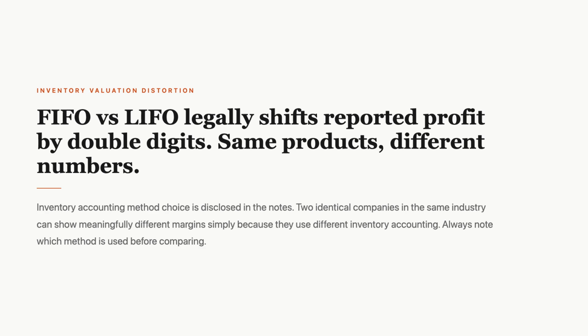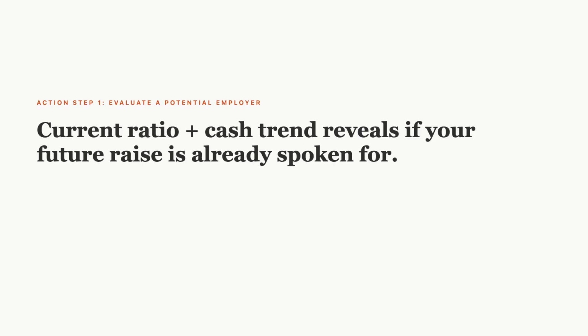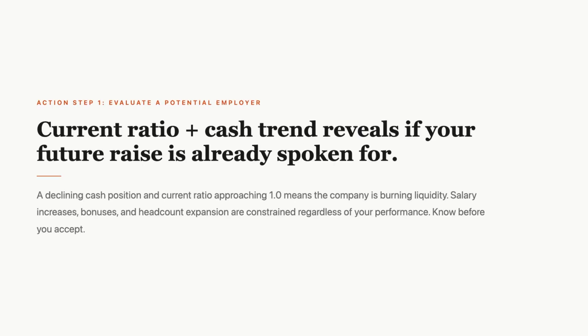When evaluating a potential employer, pull the most recent balance sheet. It's public for listed companies and available for many private ones through Companies House in the UK or equivalent registries. Look at the current ratio and the trend in cash balance over 3 years. A company where the current ratio is declining and cash is shrinking is a company whose financial headroom is compressing. That compression flows through to hiring freezes, deferred salary reviews, and restructuring. Your negotiating position in a future pay discussion is directly connected to those numbers.